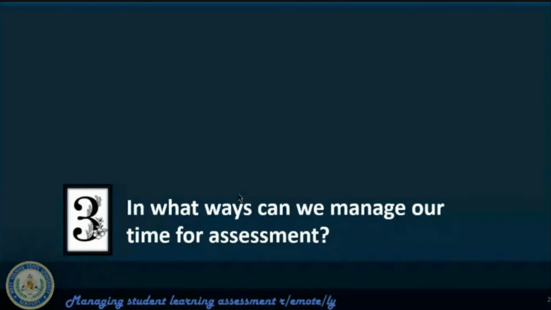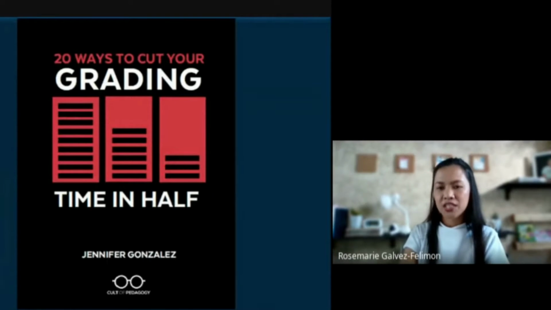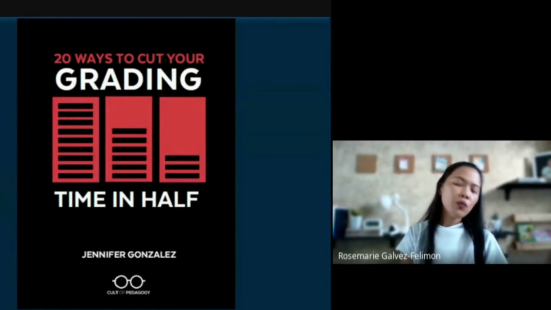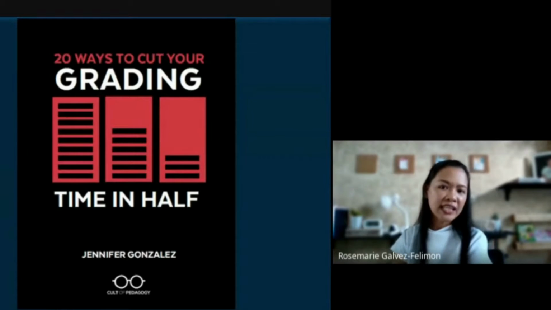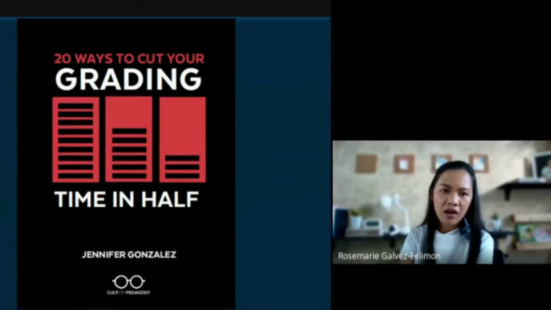In what ways can we manage our time for assessment? I really like to discuss this because we need to cut our grading or assessment time in half. In flexible learning, when we grade or check our students' work, it means more time in front of our gadgets, in front of our screen. That would mean less time for physical activity. And if we have less time for physical activity, we are putting our health at risk, right?